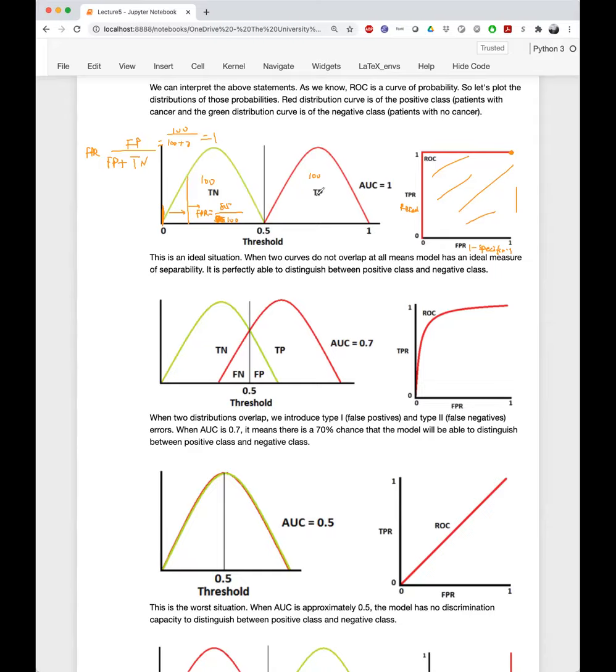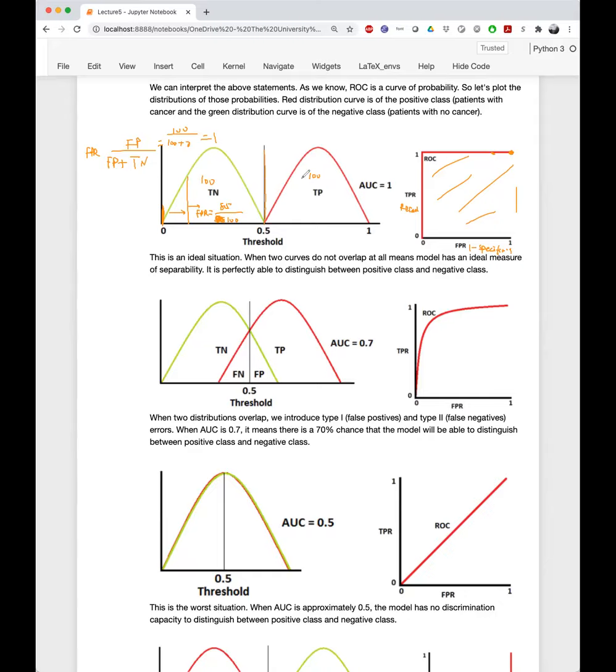Now we have another point corresponding to this threshold. Our true positive rate, our recall, is 1. Our FPR is 0.85. So 0.85 is about here. So we have a point here. Or you can see that if the threshold is here, the point is here. Let's gradually move our threshold to here. Now our threshold is here.